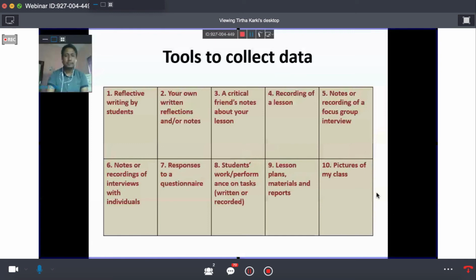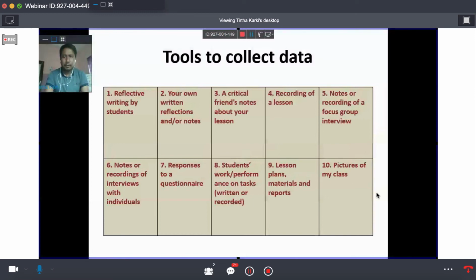Students' work performance on tasks, written or recorded. Sometimes if the teachers want to explore the performance of the students on writing or reading or listening, at that time a test can be conducted to collect the data. So a test before the intervention and a test after the intervention. Right. Similarly, lesson plans, materials, and reports.